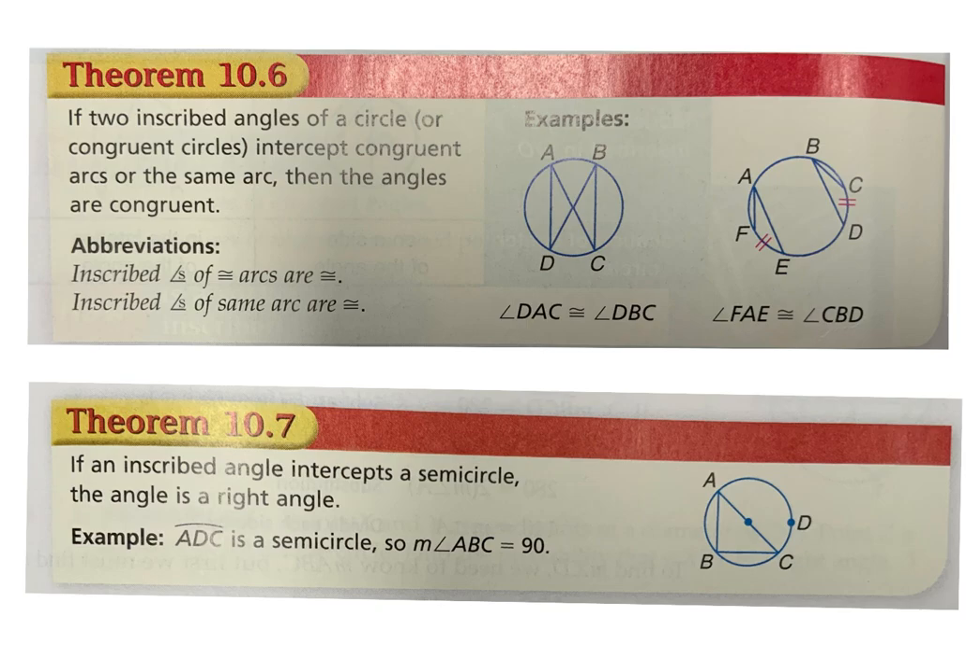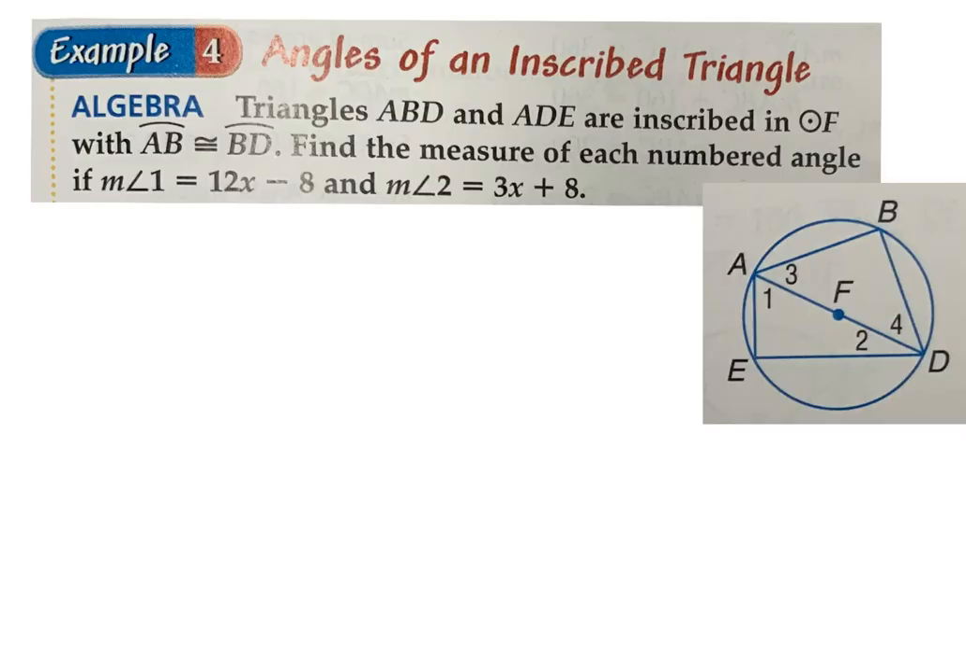Let's look at example 4. Triangles ABD and ADE are inscribed in circle F, with AB congruent to BD. Find the measures of each numbered angle. The measure of angle 1 is 12x minus 8, and the measure of angle 2 is 3x plus 8. And they want all 4 angles.